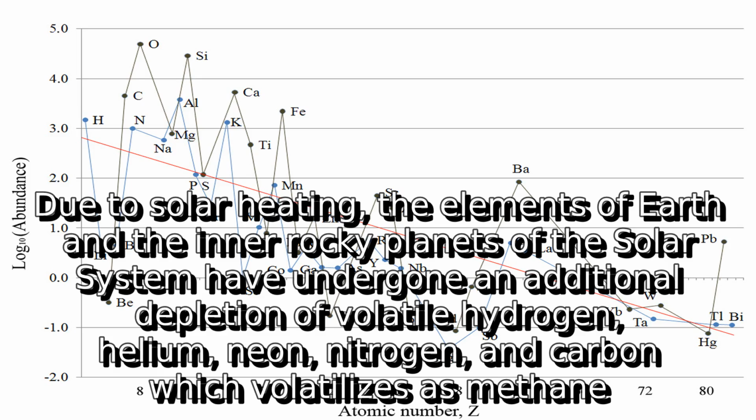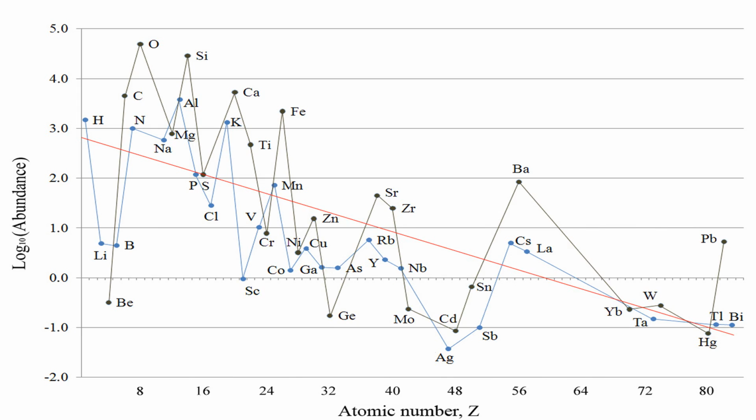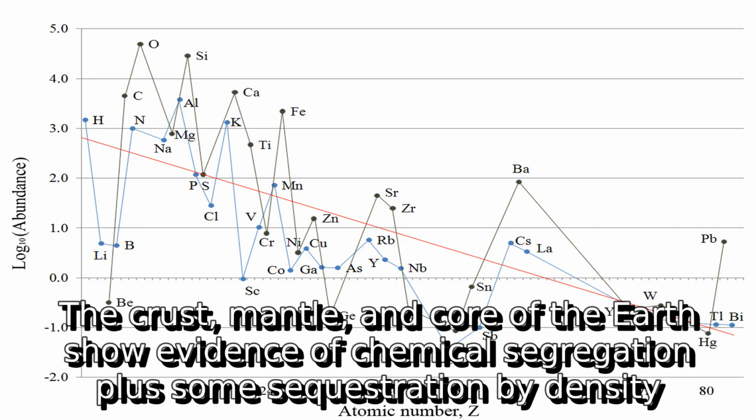Due to solar heating, the elements of Earth and the inner rocky planets of the solar system have undergone an additional depletion of volatile hydrogen, helium, neon, nitrogen, and carbon, which volatilizes as methane. The crust, mantle, and core of the Earth show evidence of chemical segregation plus some sequestration by density.